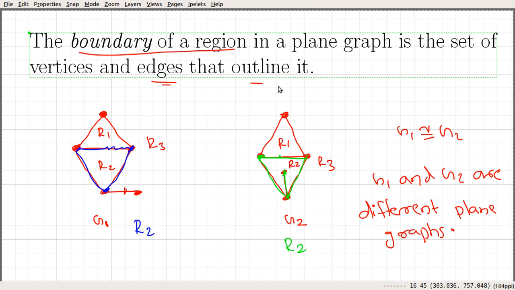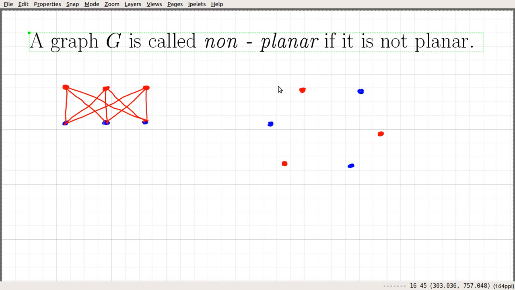Similarly, we can define what is called a non-planar graph. A graph is called non-planar if it is not planar, that is, it is not possible to redraw that graph without edges crossing. Let's look at one example of such a graph. I will give an informal proof here, and we will formally prove it in a later video.